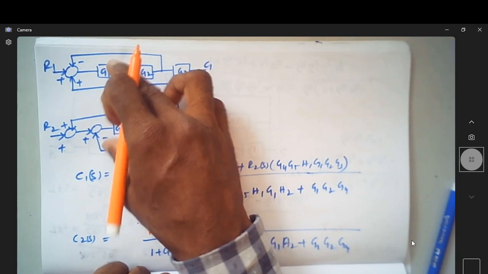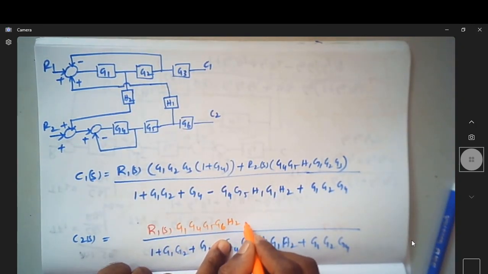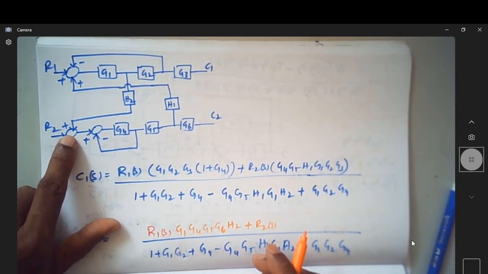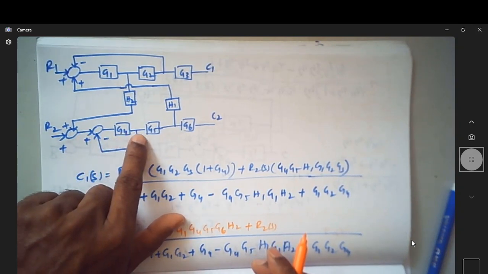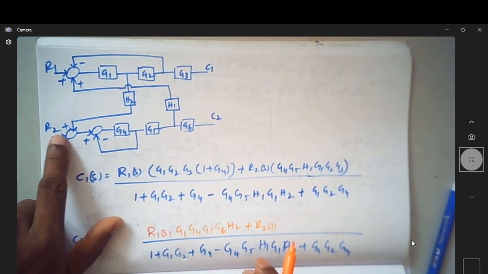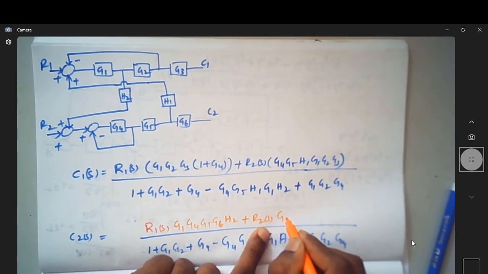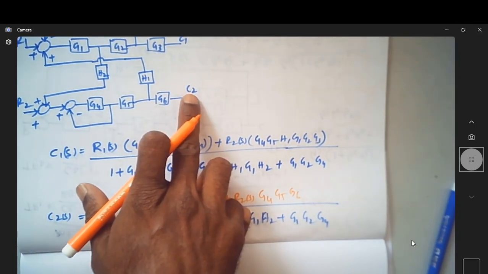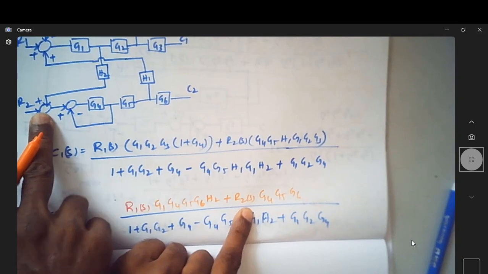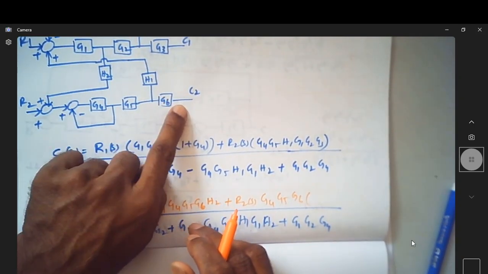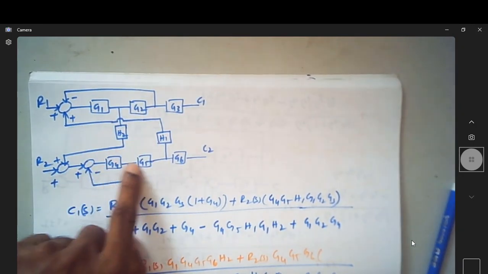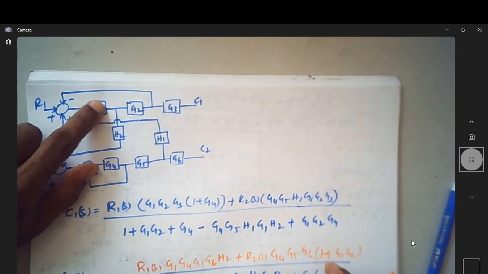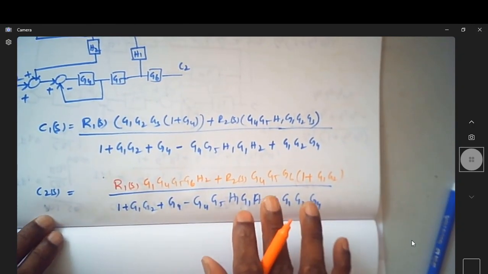Since all three loops will touch that, this is 1, plus R2(s) multiplied by the forward path. What is the forward path of this? Is it not this, because I have to reach here, so this is a forward path? Is G4, G5, G6 the forward path for C2(s) from R2(s)? And does this loop touch this forward path? This loop won't touch, so that's why I have 1 plus G1 G2. This will not touch this forward path, so I have this as the expression.